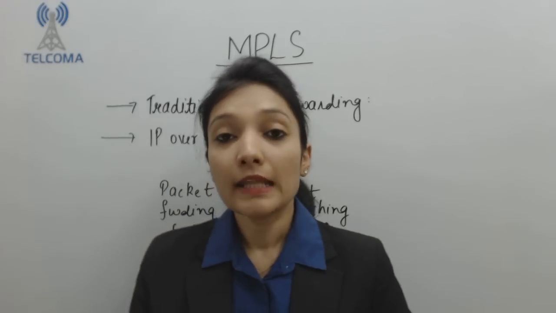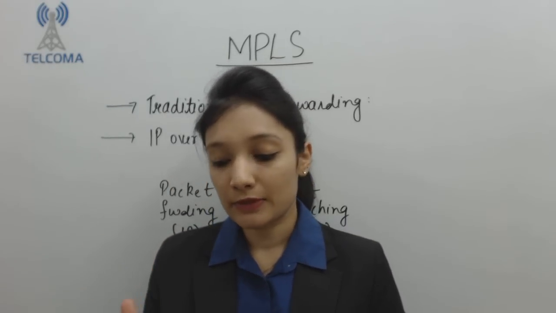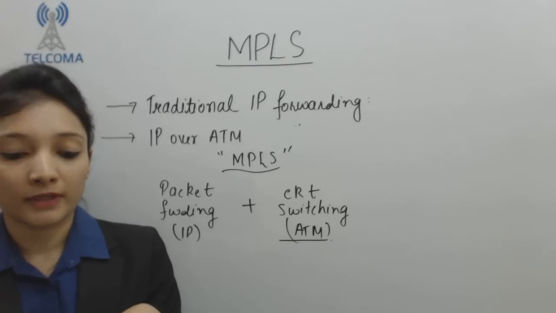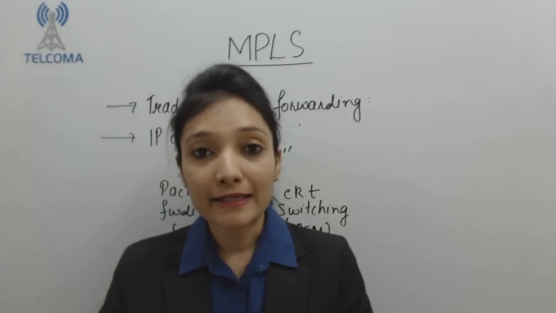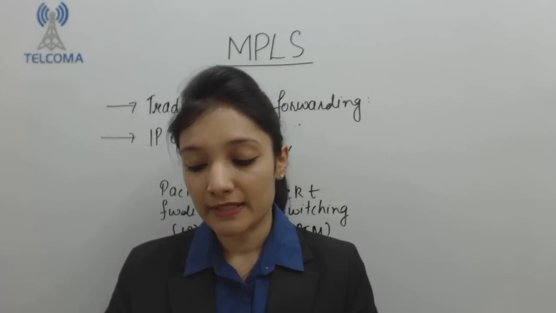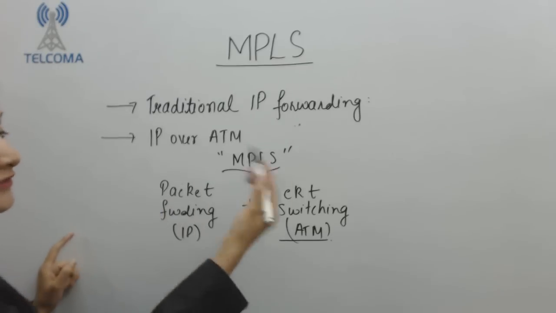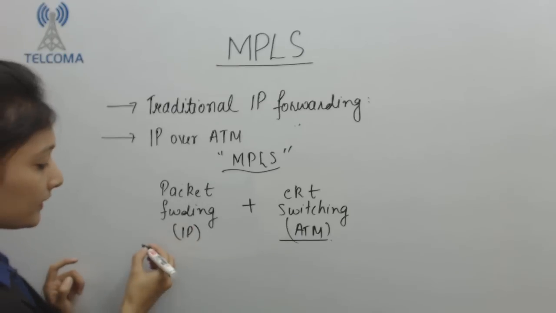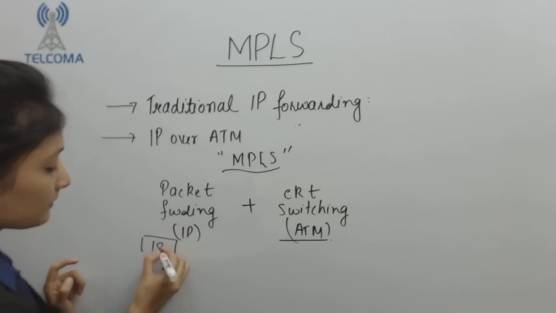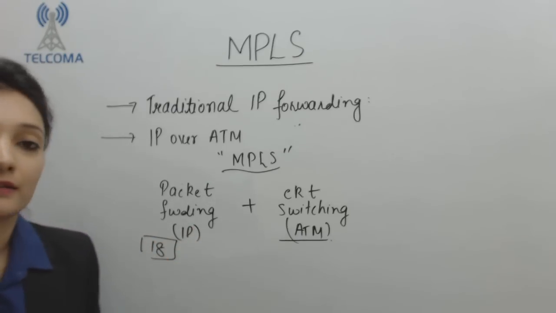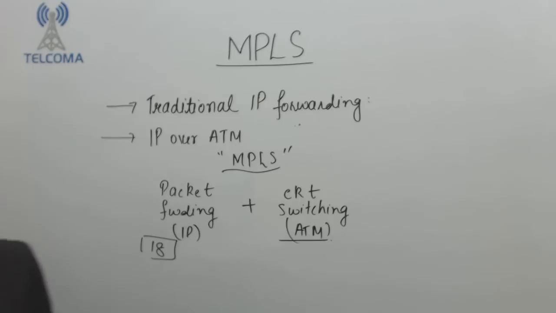So MPLS, multi-protocol label switching, is a new forwarding mechanism in which the packets are forwarded on the basis of labels. That means instead of having different IP addresses at every router, it simply has some label, a number like this, on the basis of which it will traverse its path.